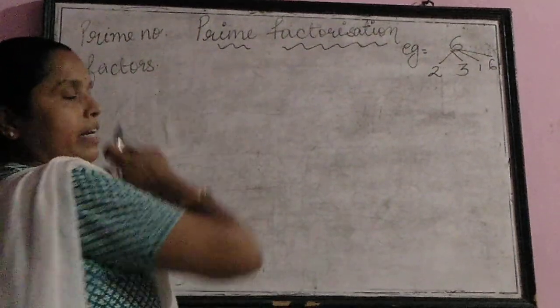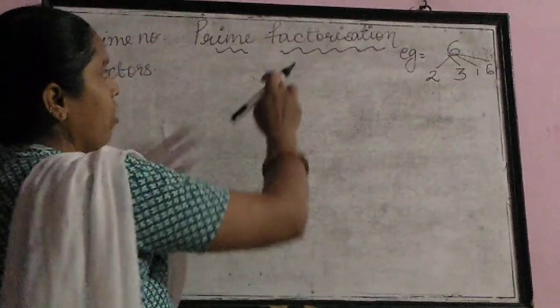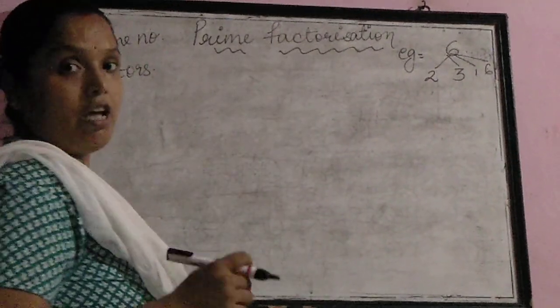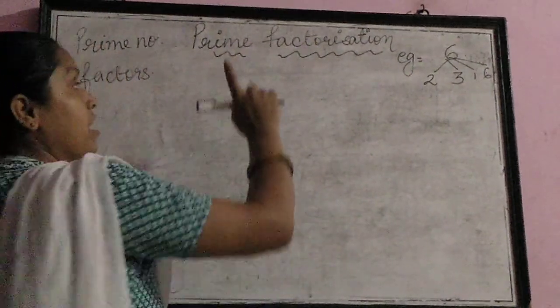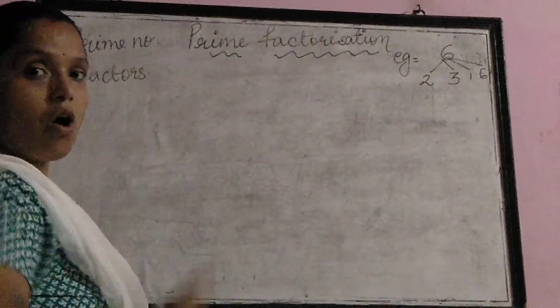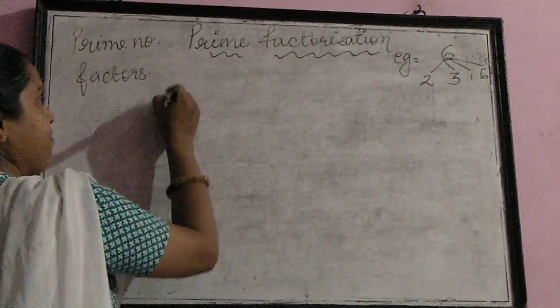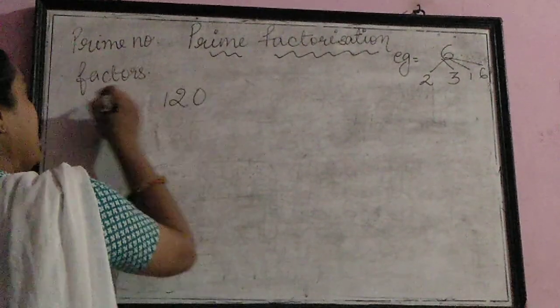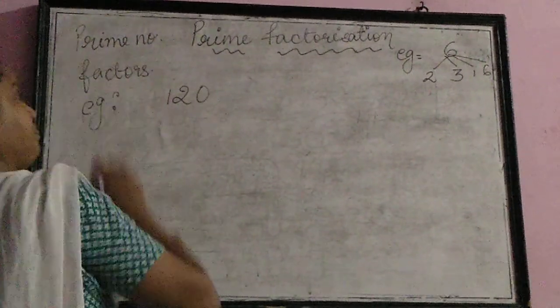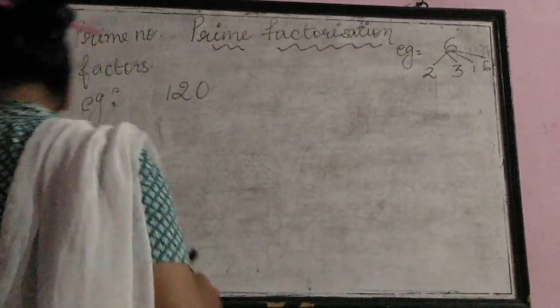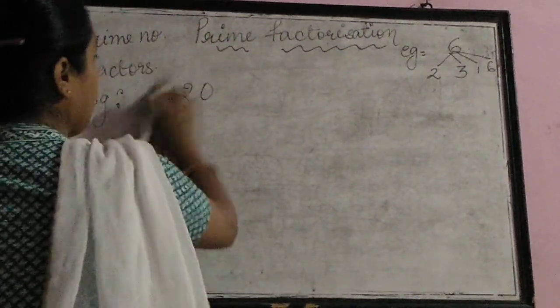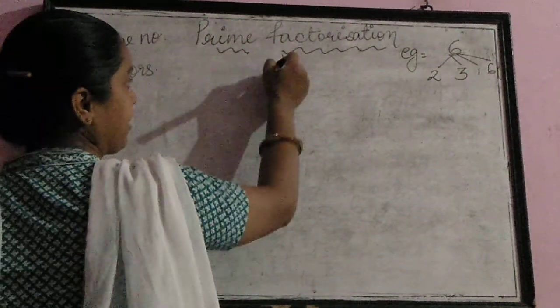So let's begin with the understanding of prime factorization, children. Prime factorization means writing any number as a product of prime factors. For understanding, let's have one example, and we will understand prime factorization.